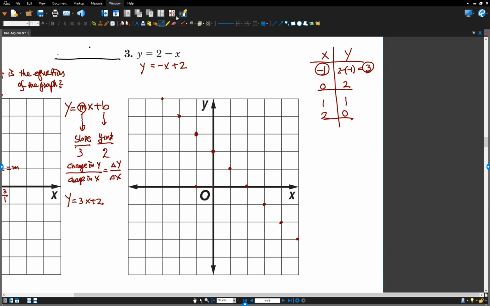Now let's make the line. That's the graph of this equation, 2 minus x, or negative x plus 2, using a table.